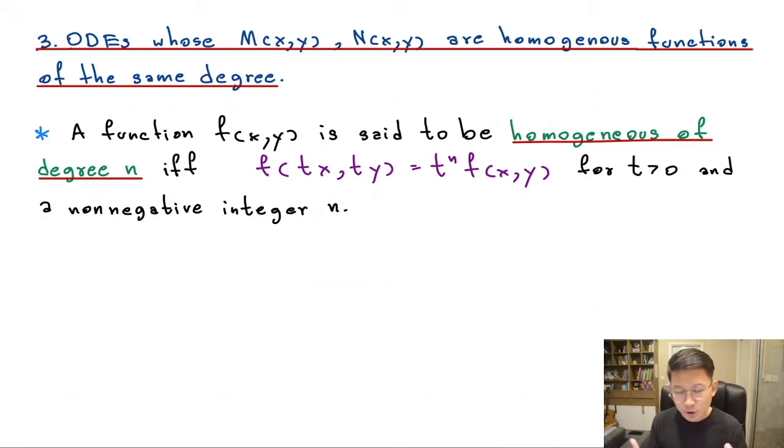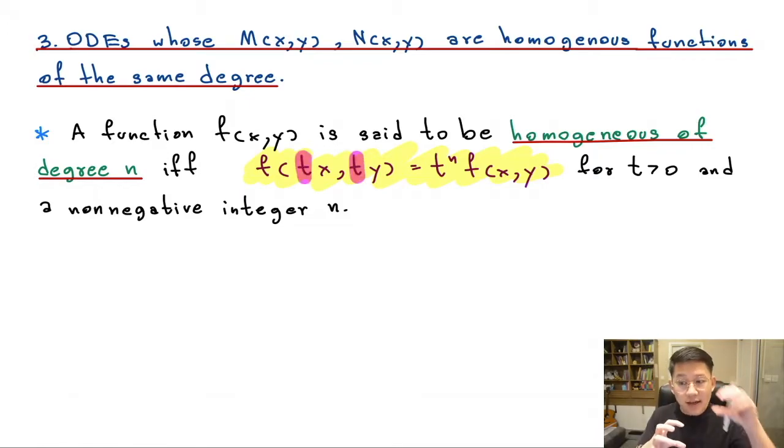What does it mean? You just need to look at here. f is homogeneous if you put t with the x and t with the y, right? And then you can pull the t out of the function. So to make it clearer, let's look at some examples.